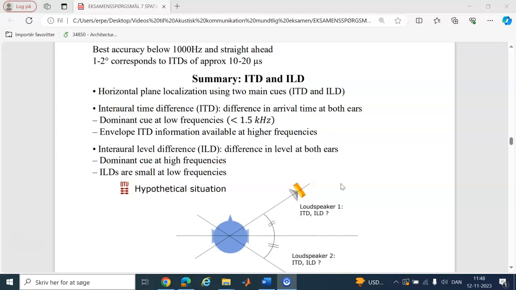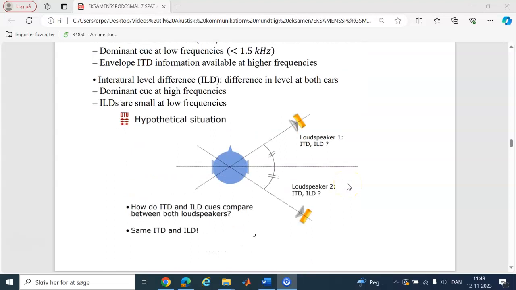Then we have the interaural level difference. ILD is the difference in level at both ears. It is the dominant cue at high frequencies. ILDs are small at low frequencies because there is a lot of diffraction, so the level difference is small. At higher frequencies there is less diffraction, and then a bigger level difference.